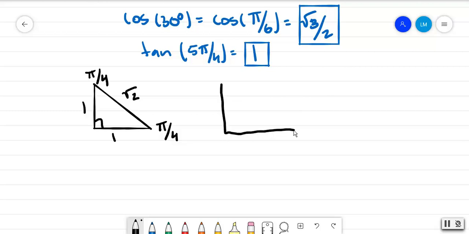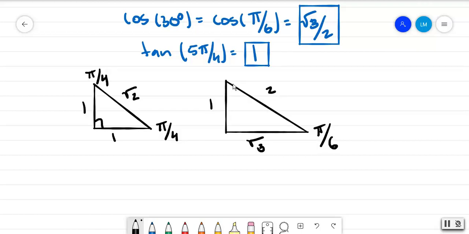this is 1, and that's root 3, and that's 2. But this would be pi over 6, and this would be pi over 3. That way it's a lot easier when you're evaluating these trigonometric function values. Okay, so this will come back when we start looking more at the unit circle.